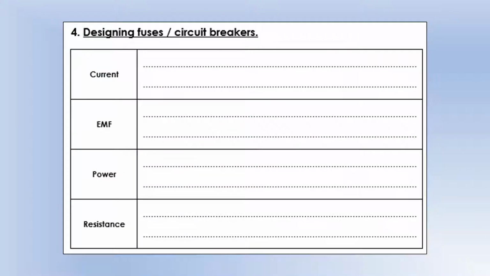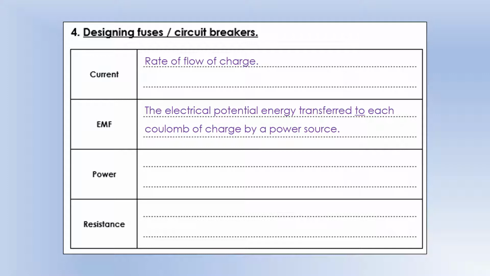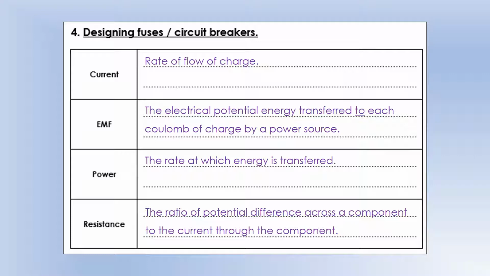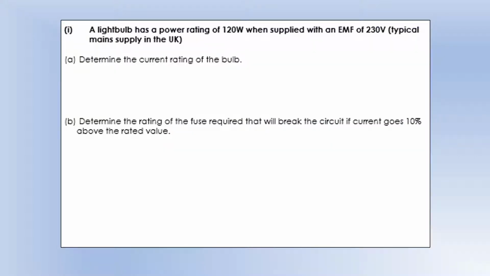Okay, finally, looking at fuses or circuit breakers. Again, let's check some key terminology, some of which we've seen before, some which we haven't. Current: rate of flow of charge. EMF: electric potential energy transferred per coulomb of charge by a power source. Power: rate at which energy is transferred. Resistance, which we haven't had before: the ratio of potential difference across a component to the current through the component. Right, so let's take a look.